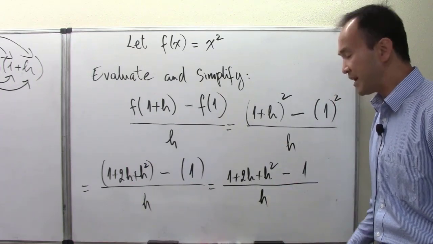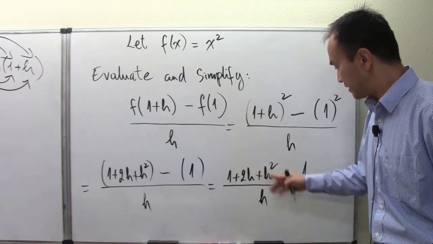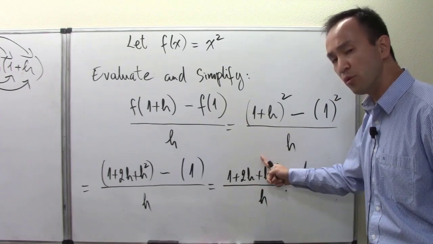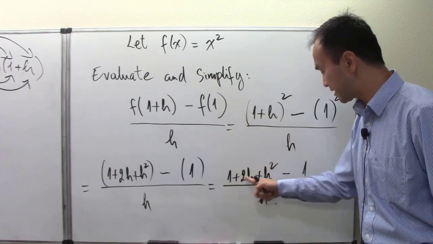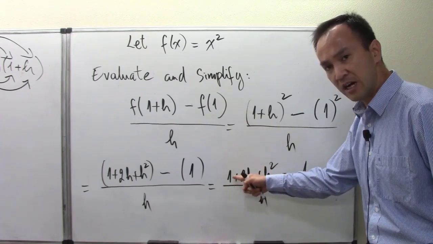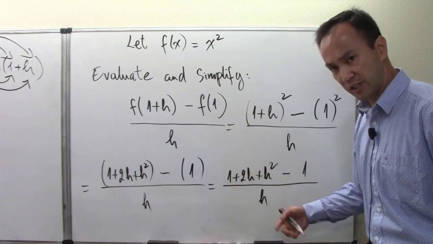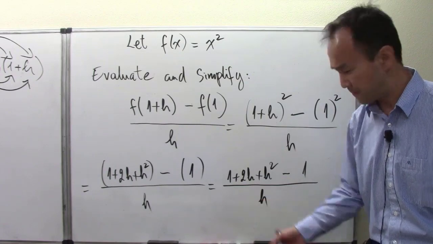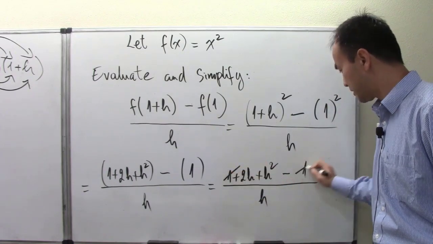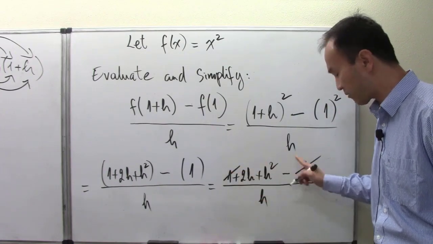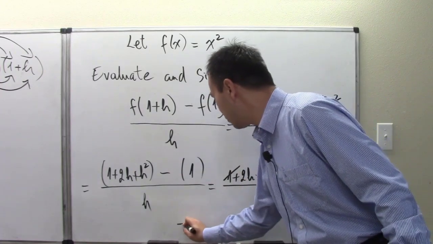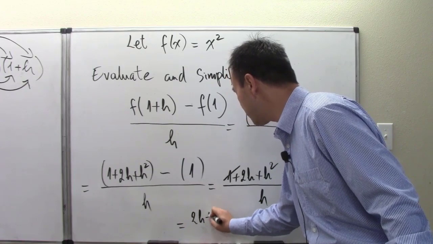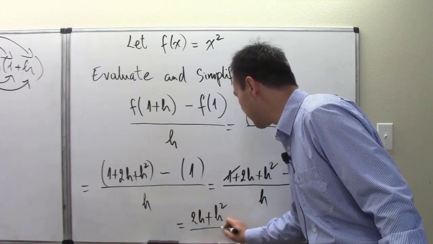All right, so at this point we have produced an expression where in the numerator we have recognized some opposite terms. So we can start canceling out opposite terms and combine like terms if there are any. I recognize opposite terms: 1 and negative 1 got canceled out. So now we're looking at a 2h + h² divided by h.